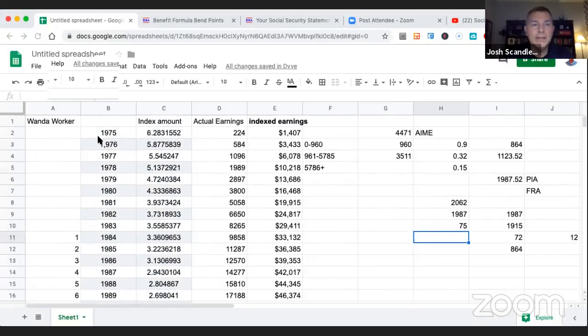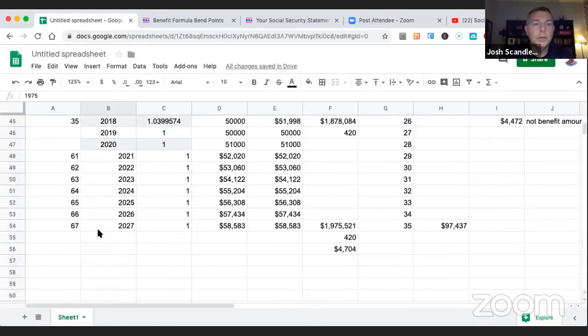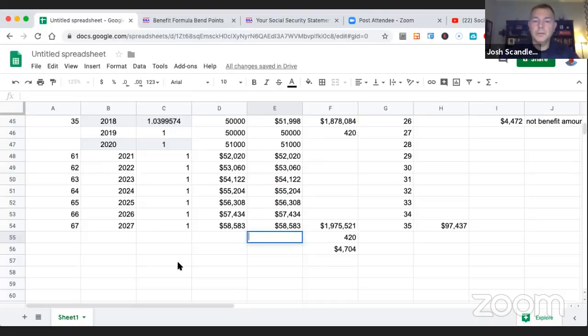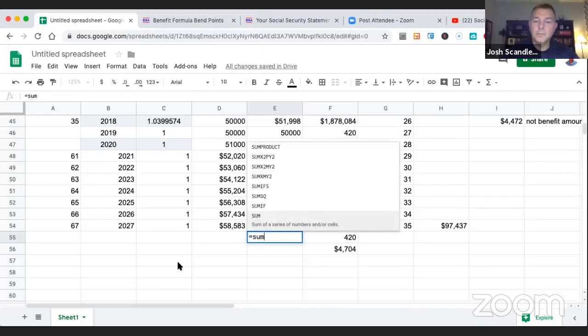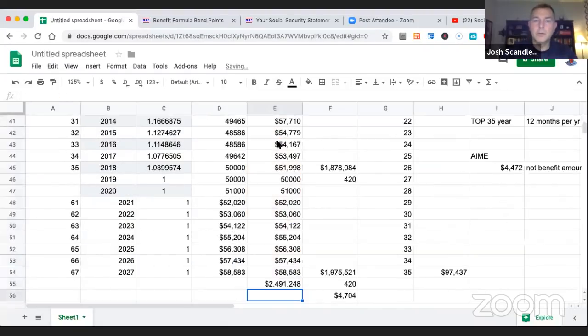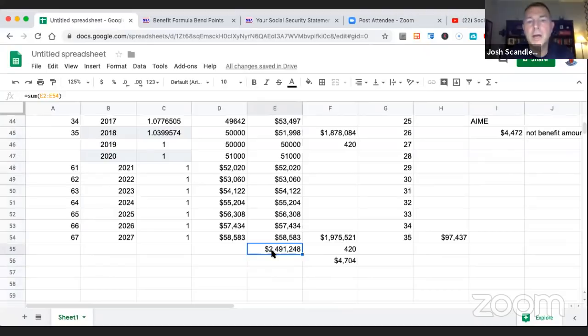Wanda, she worked from 1975 until 2027. So let's just sum these guys up. She had total indexed earnings of all this amount right here. So her total indexed earnings are 2.49 million. But she's only going to get paid on 1.975 million. So don't tell me it's a welfare program. That's $500,000 of indexed earnings that's not being attributed to her. That went someplace. Someone's getting that money.